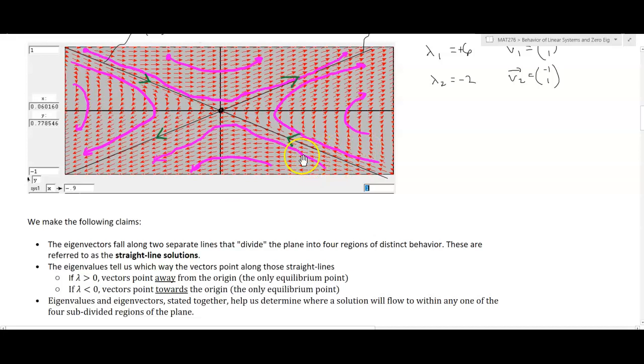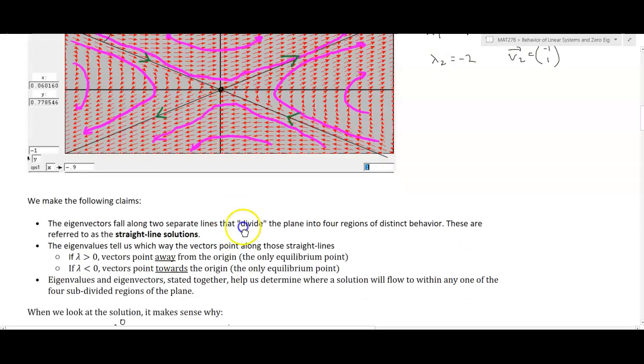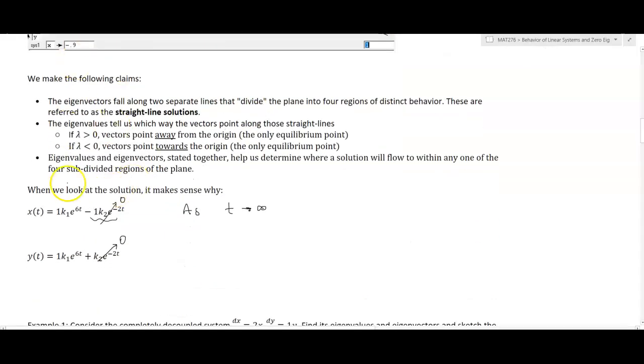It depends on which of these 4 regions you start in. The solution gets closer to 0, 0, but then as t gets larger and larger, these guys deviate off to either plus or minus infinity. It depends on the value of k1, whether that coefficient ends up being positive or negative. And this goes to plus or minus infinity.